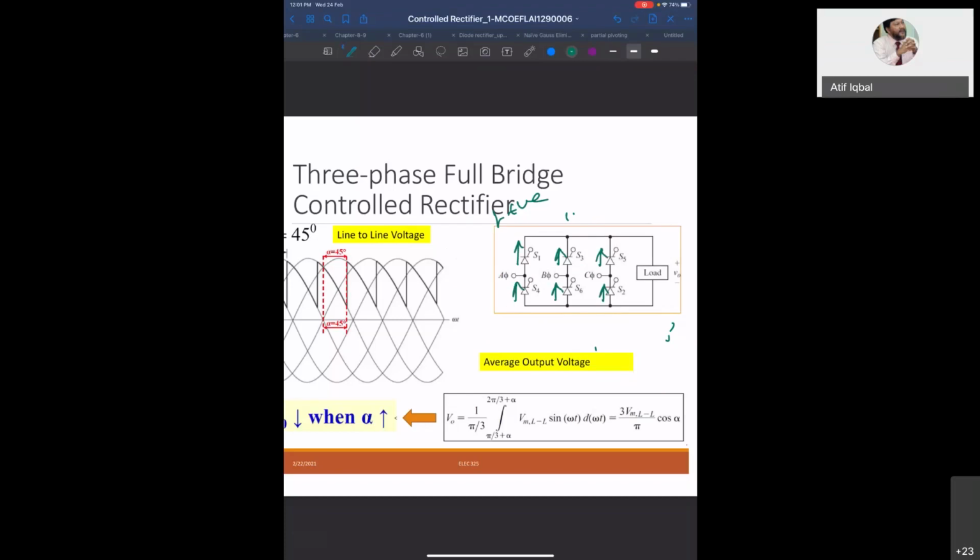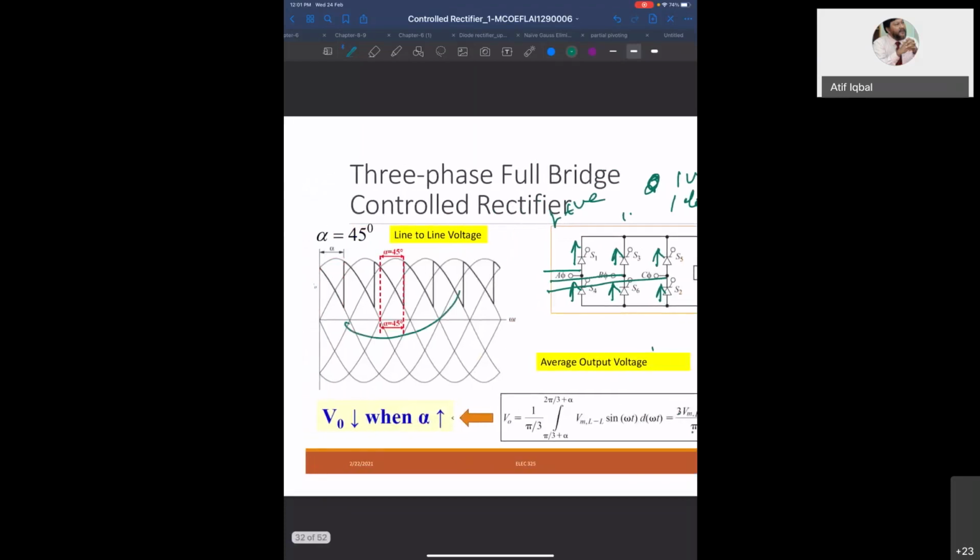Okay. And you will see that in a full wave control rectifier, one from upper and one from lower will conduct at one time. Two thyristors will conduct at one time. And this is A, this is B, this is C. And the average voltage formula is 3 Vm by pi cos alpha. This we will come to later. And in your book, it is given like this, which is vague.